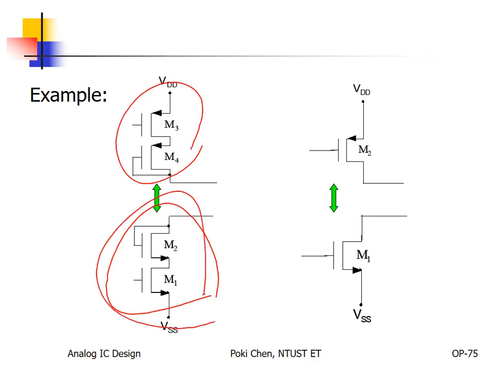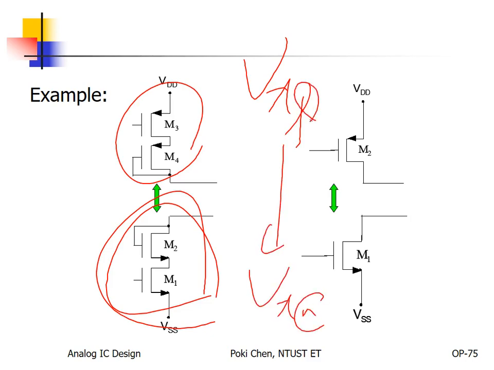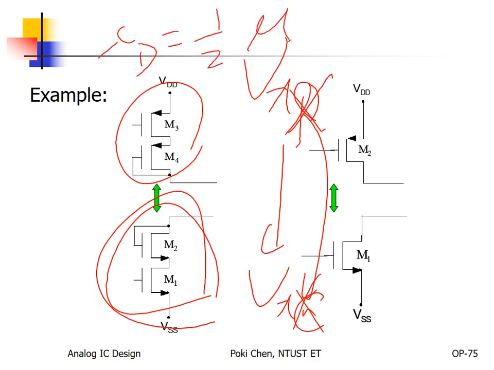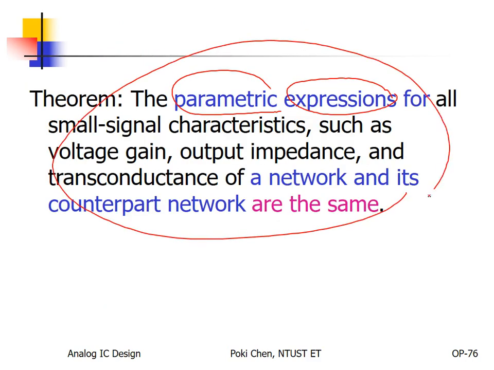Maybe the only exception will be if you have, for example, VTP, then it will become VTN. Because P needs to be replaced by N, N needs to be replaced by P. If you forget about the polarities, congratulations, everything will be exactly the same. Okay, for example, you have ID equals 1/2 mu N or mu P. Oh, forget about the N or P. Oh, they will be exactly the same. Okay, that is what we mean for this theorem. They should be exactly the same.